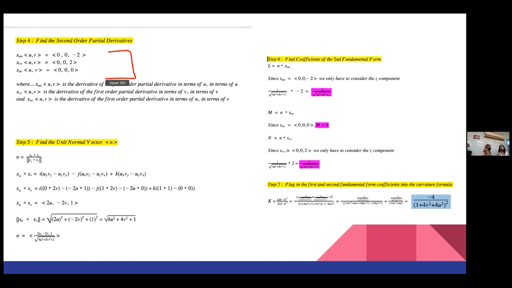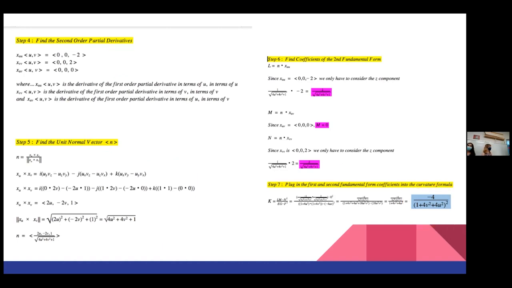And the unit normal vector is a certain vector that is perpendicular to both the first order partial derivative in terms of x and perpendicular to the first order partial derivative that is in terms of y. And the math for solving that is shown right here. And now that we have the second order partial derivatives and the unit normal vector, we can multiply them together to get the dot products shown here in purple, which represent L, M, and N. And now that we have all the values for our variables, we can plug them into our curvature formula to get a curvature of -4 over (1 plus 4v squared plus 4u squared), all to the second power.